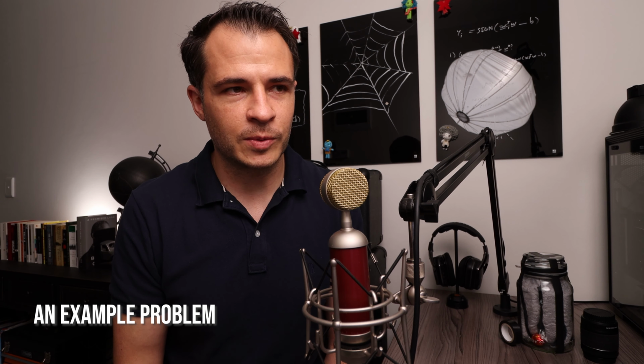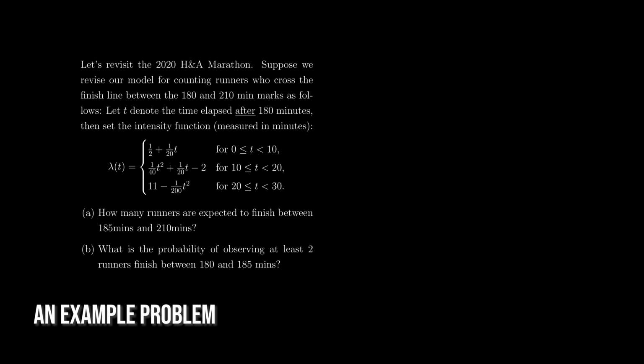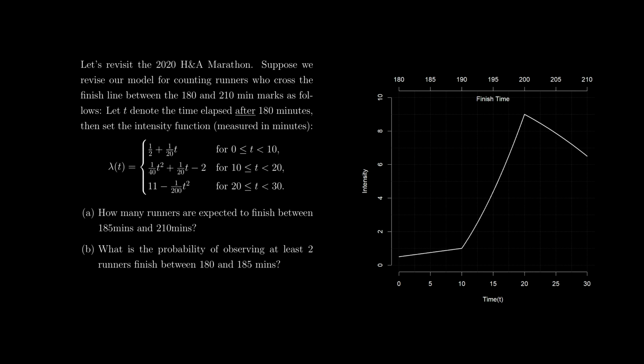Cool, so let's look at a quick example problem. Let's revisit the 2020 Imola Marathon, but now suppose we revise our model for counting runners who cross the finish line between the 180 to 210 minute marks as follows. We use a time-inhomogeneous Poisson process, and we let t denote the time elapsed after 180 minutes, and then set the intensity function, measured in minutes, as follows. So lambda(t) is defined as some polynomial for t running from 0 to 10, another polynomial for t running from 10 to 20, and then yet another polynomial for t running from 20 to 30.